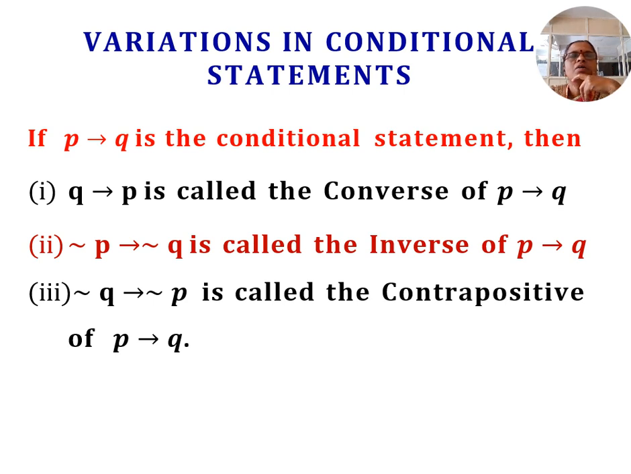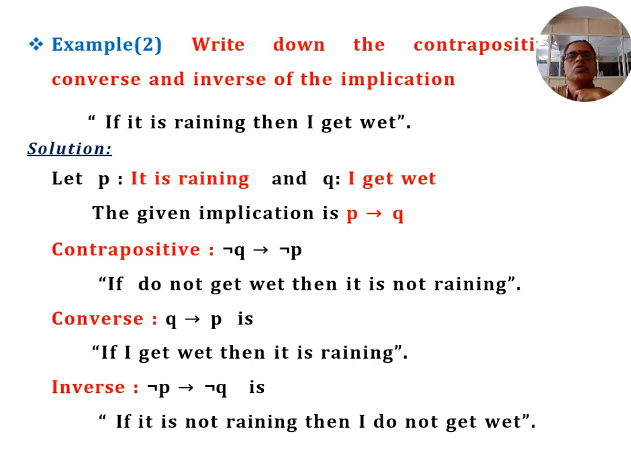Then variations in conditional statements. If P implies Q is the conditional statement, then Q implies P is called the converse of P implies Q. Negation P implies negation Q is called the inverse of P implies Q. Negation Q implies negation P is called the contrapositive of P implies Q.